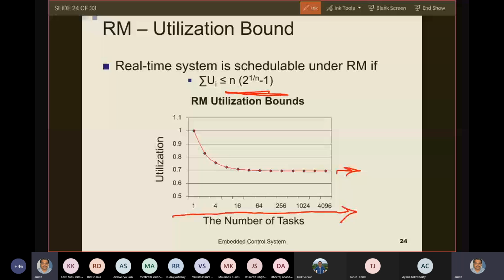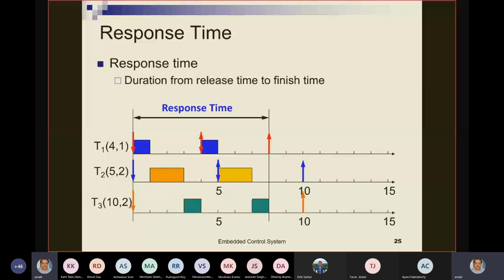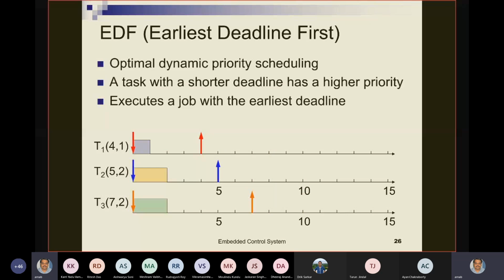Let us go into the last algorithm called EDF. We have already seen what response time is, so we'll not go into this. We'll go into the earliest deadline first algorithm on slide number 26. Whatever the last student was trying to point out when he asked me the question, we will see in action in the earliest deadline first algorithm.